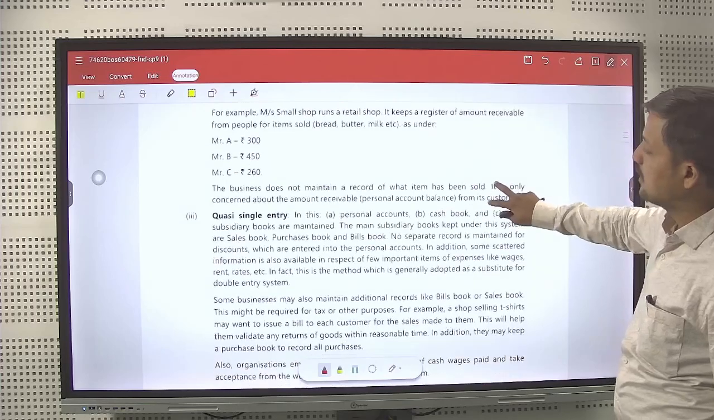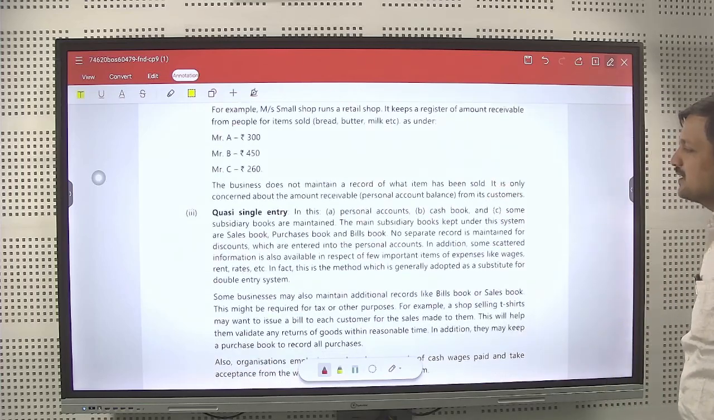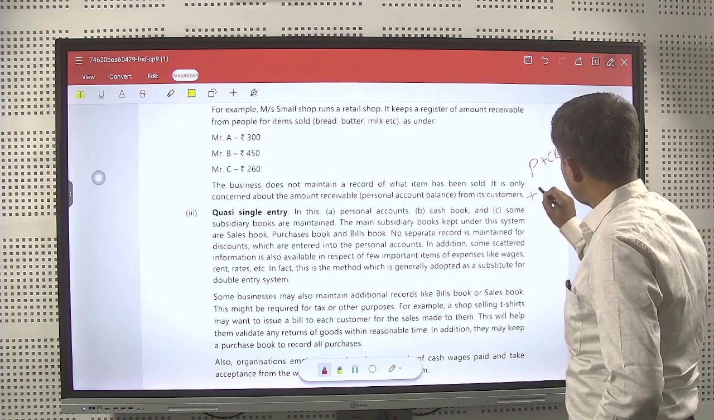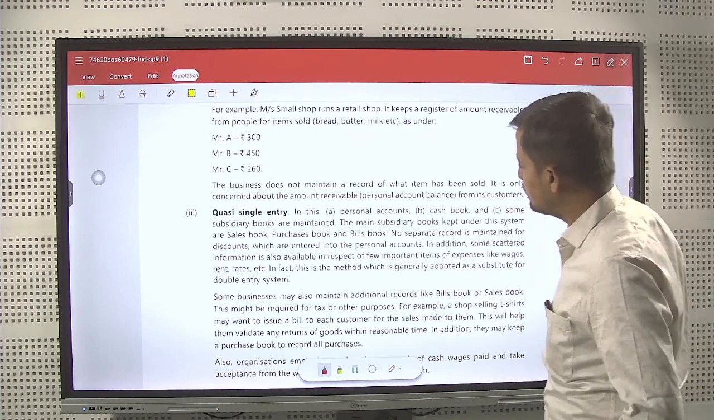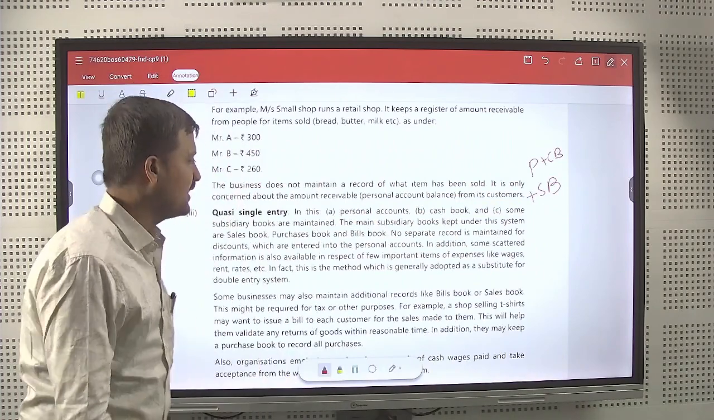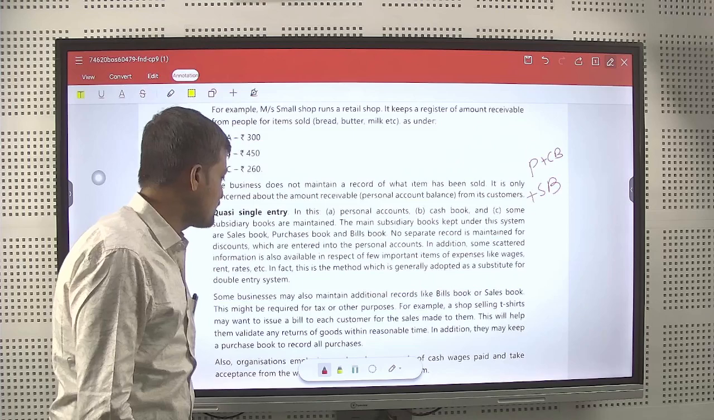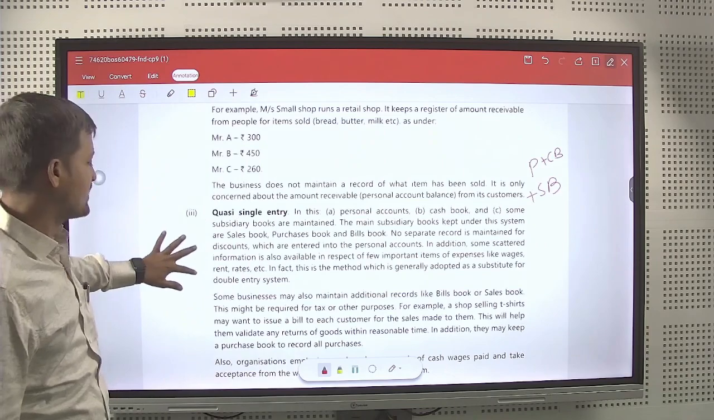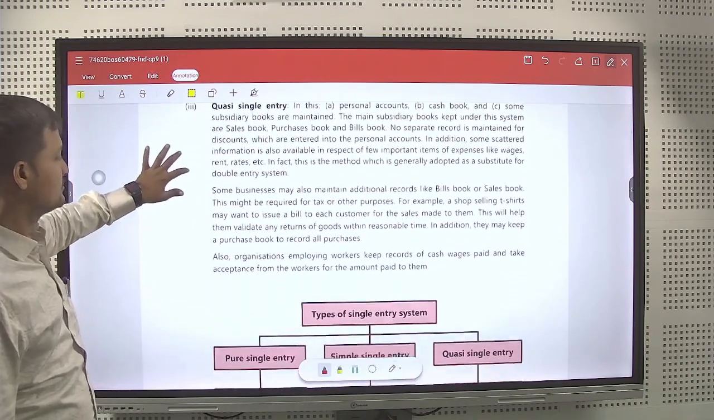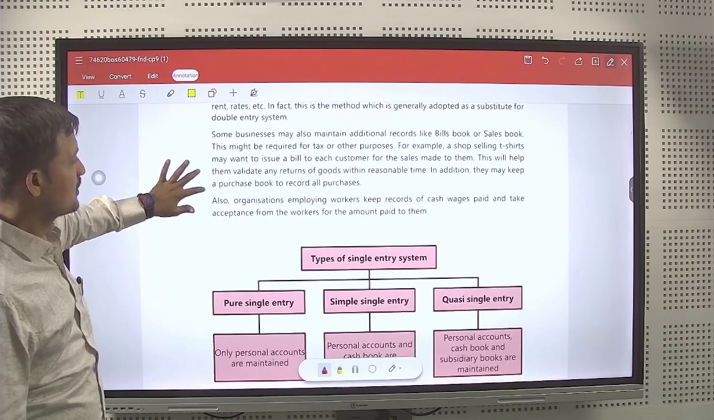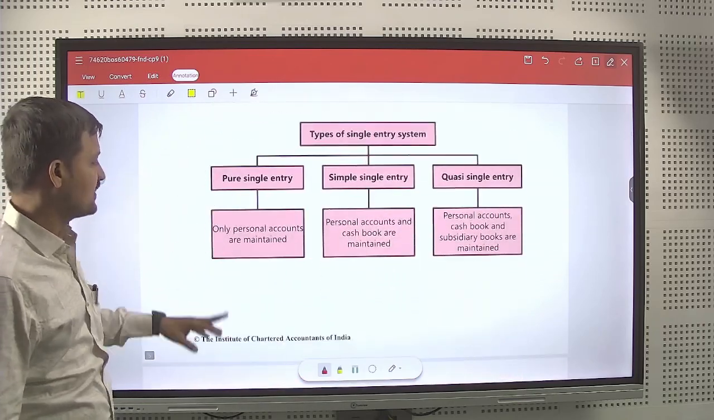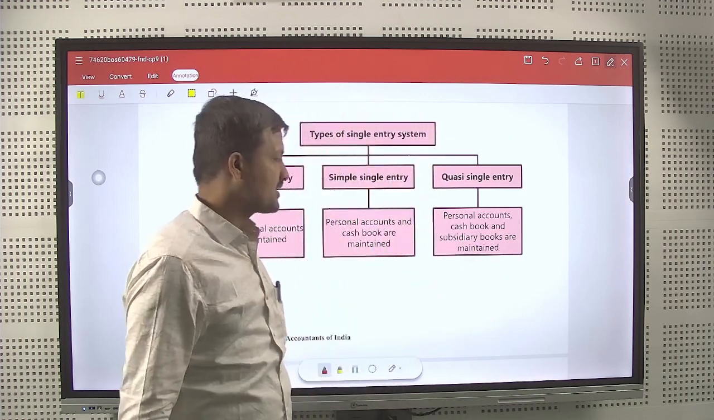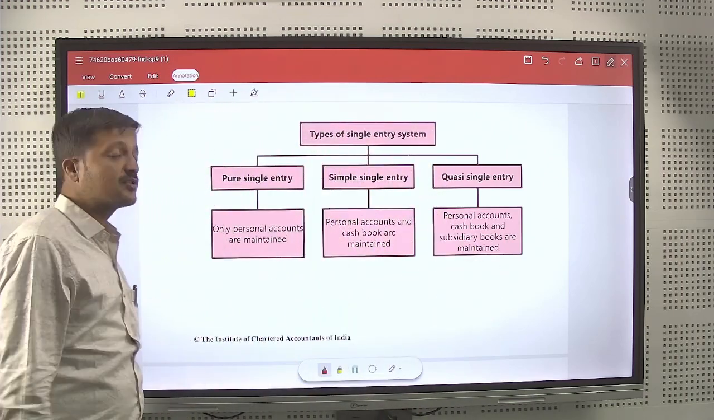Next comes quasi single entry. Here personal accounts plus cash book plus a few subsidiary books were also maintained, right? Like purchase book, sales book, bills payable book, they maintained it. So that was referred to as quasi single entry system. So this is what they said. See, only personal accounts are maintained here. Here personal accounts and cash book, and here personal accounts, cash book and subsidiary books are maintained.